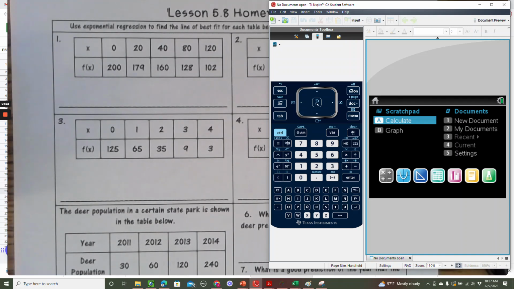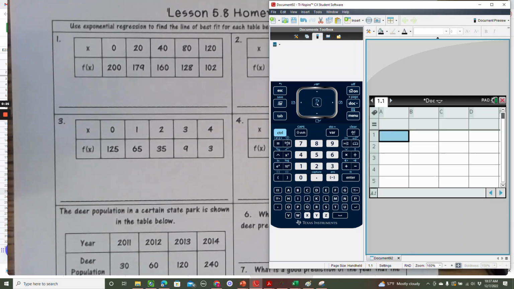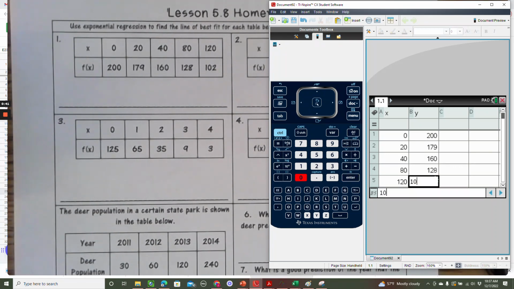So this is where we use that green table in the middle. We put an X next to the A, a Y next to the B, and then we put our values in. All right, and then we put our Y's in. 200, 160, 128, 102. Okay.